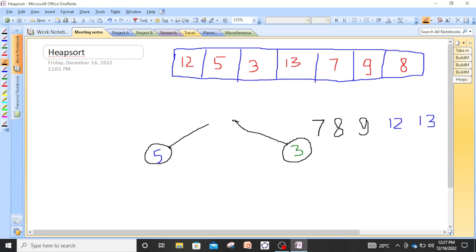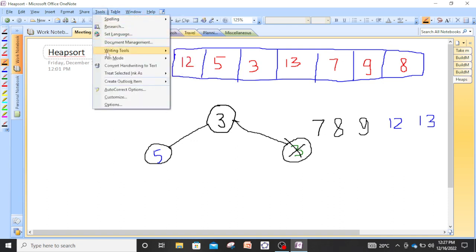Now the remaining structure, if you see, is not a heap. So to maintain a heap, I draw a circle here. Since I have drawn a circle, this circle must contain a value, and as usual the last element will go inside this circle, and you see the last element is 3. Since you have placed this 3 at the top, this 3 must be removed, and to remove that I take the eraser.